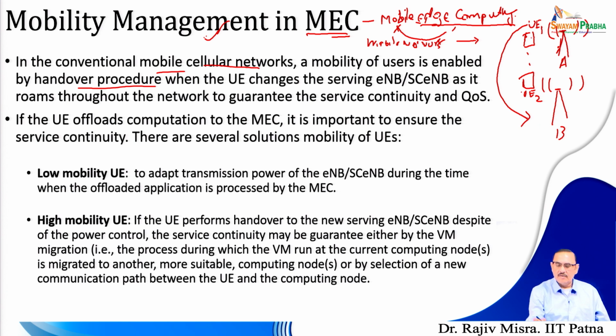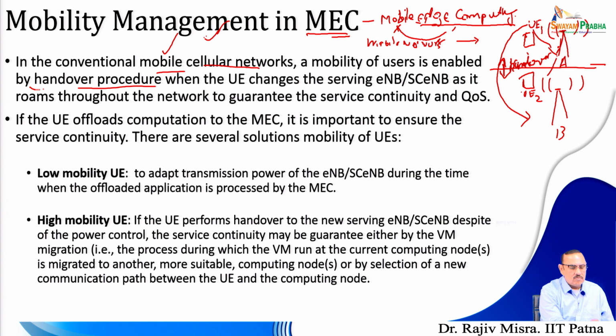So, this particular state will be changed from A to B as it comes in this range of the service. So, this place where this particular state is changed from the base station A to base station B for ensuring this particular mobility is handover. So, in conventional mobile cellular networks, the mobility of the users is enabled by the handover procedure. So, there is a procedure called handover procedure, and due to this particular procedure, this mobility is properly maintained.